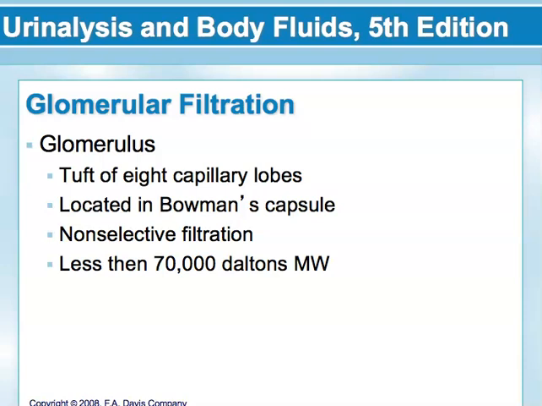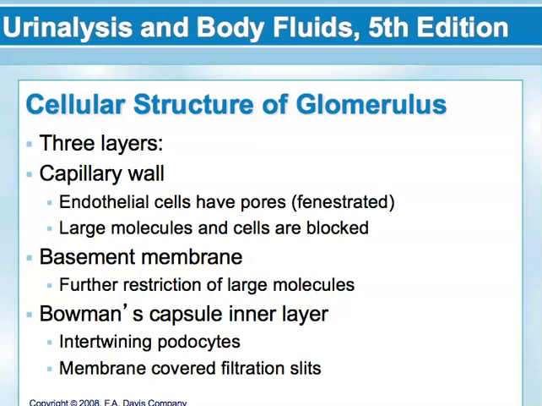The glomerulus is located in the Bowman's capsule, which is part of the nephron that contains the glomerulus. It forms the beginning of the renal tubule and collects the filtrate. It filters based on molecular size and the charge of the particle. So it's going to repel particles with a positive charge.